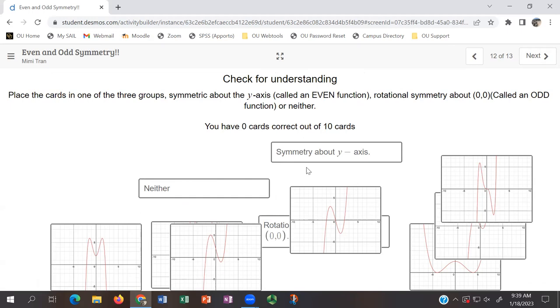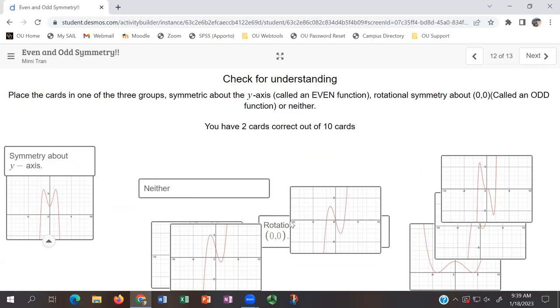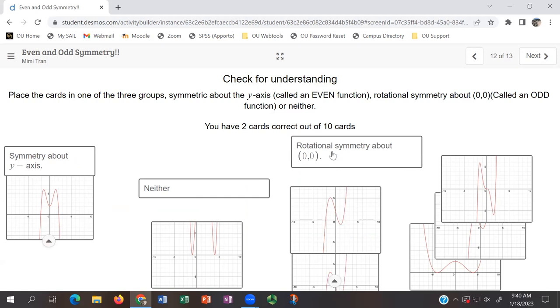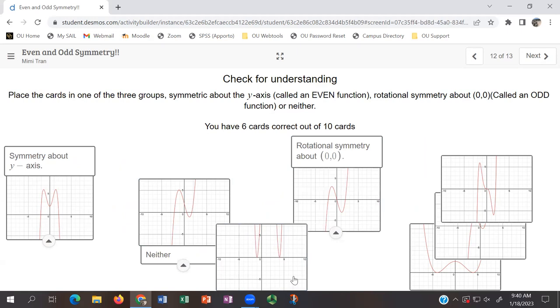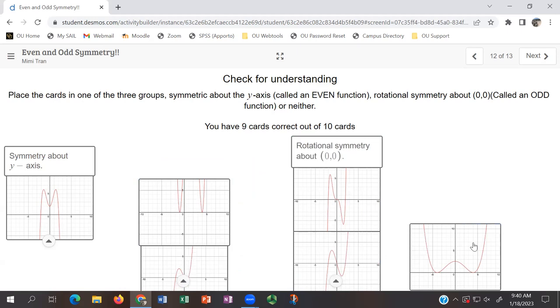Let's see, symmetry about the y-axis. Let me move this one up here, and move this over here. What about this one? Not odd, right? This one is also odd. This one is neither, so let's put it over here. What about this one? Neither. This one, even. This one, even. So you can get a grip of even and odd.